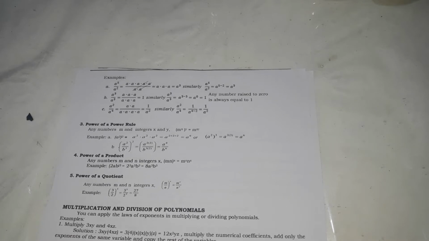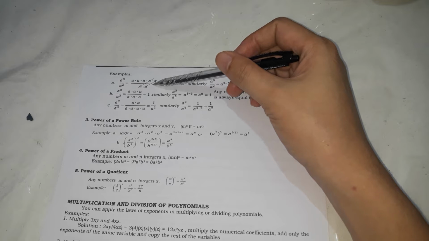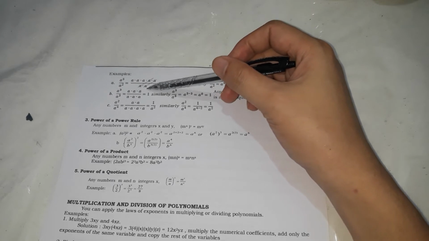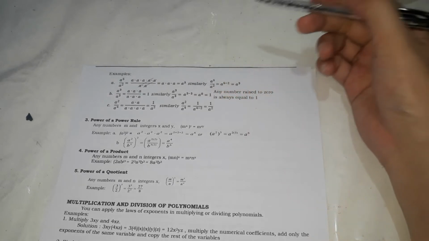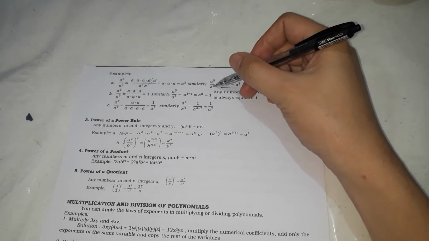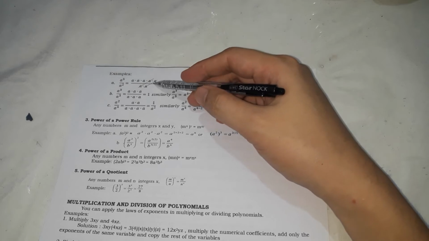So, for the quotient law, example, a to the 5 over a to the 2 is equal to this one. So, like this is the cancellation law. So, you can also have this one, but using the laws of exponents, simply deduct 2 from 5. So, a to the 5 minus 2 is equal to a to the 3. It is also the same as this one, so the cancellation law.